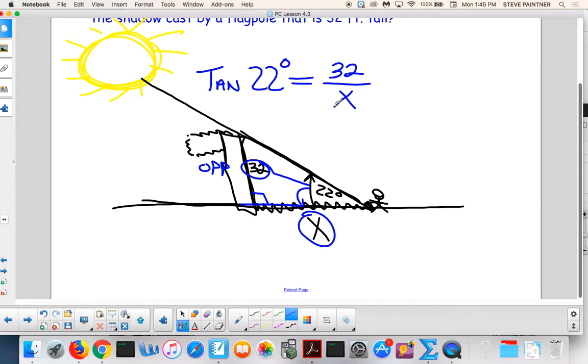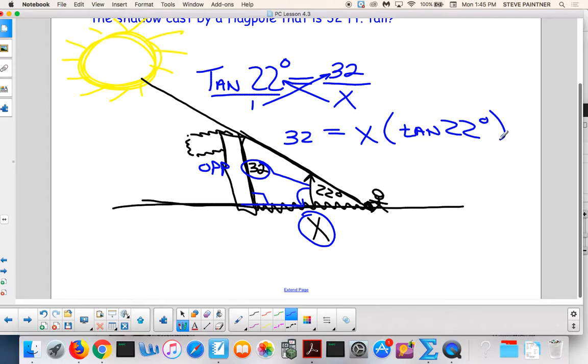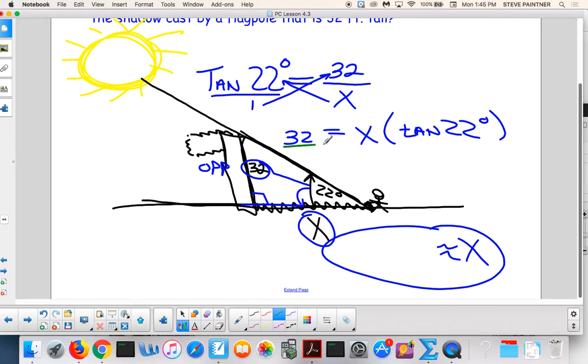Hardest part for you guys is probably going to be simply draw the picture. Really, it is. Because if you draw the picture wrong, you're going to set up the wrong equation. Well, this is just going to be what? 32 equals x times this, right? What do you do? Divide by tangent, and you get, I'm not sure. What is it? 79. Oh yeah, 79.28, something like that.